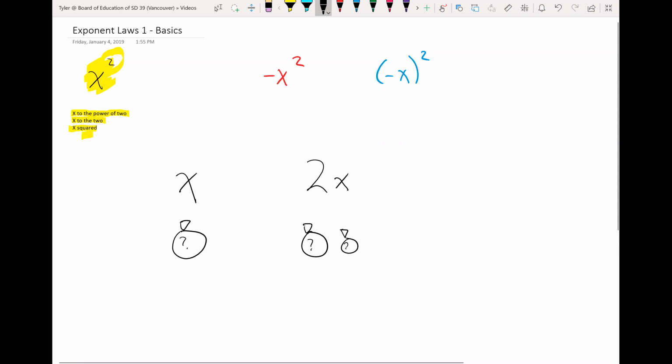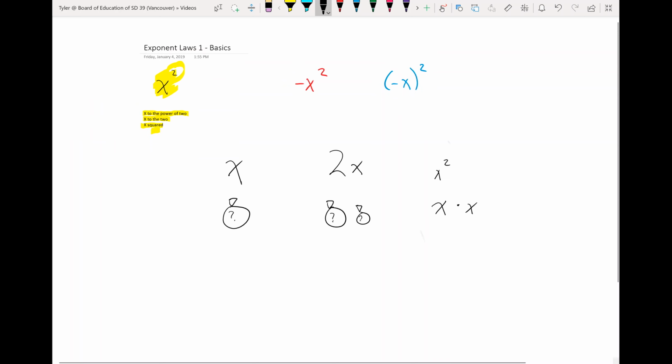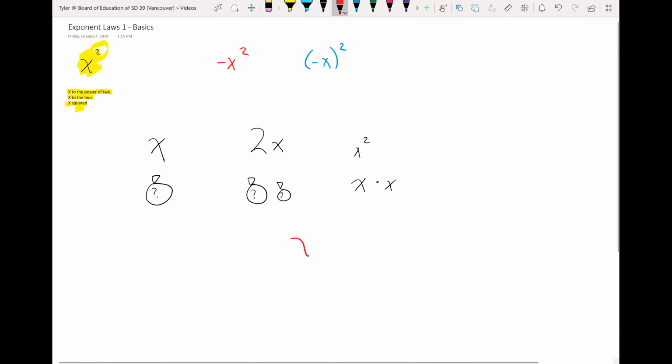Okay? The exponent version, like x squared here, x to the power of 2, does not mean that we have 2. Okay? What it actually means is x multiplied by itself this many times. So in this case, it would actually be x times x. So if we had another example, let's say x to the power of 5, okay? That would mean x times itself 5 times. x times x times x times x times x.